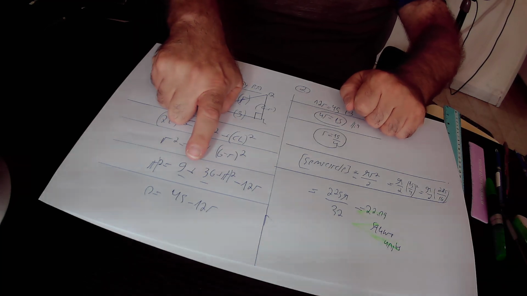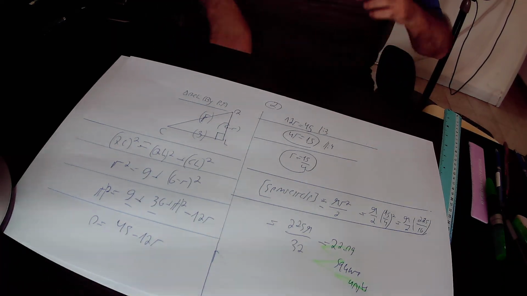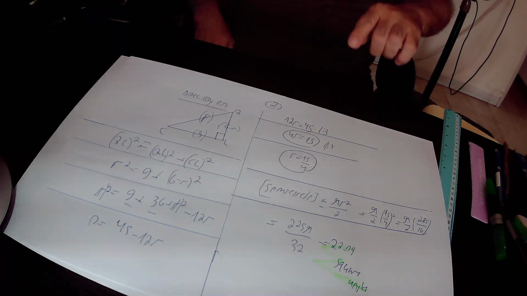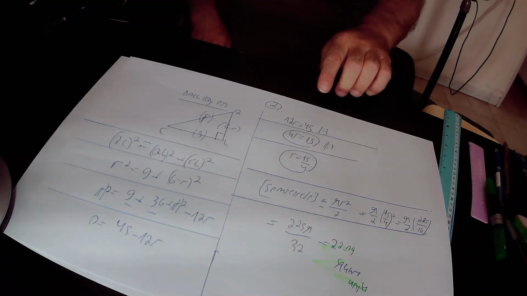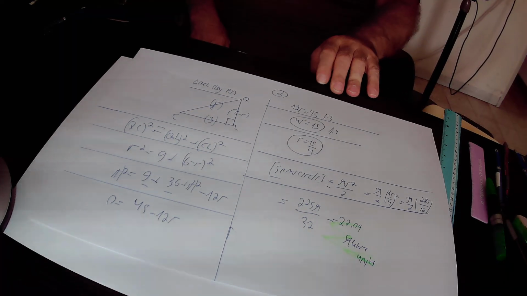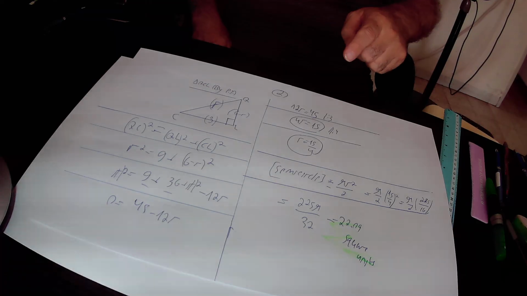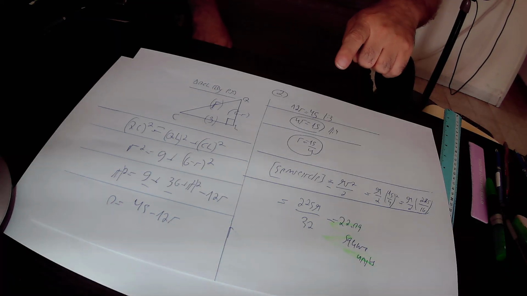Here we added 12r to the equation, and we found that 12r equals 45. Then we divided this equation by 3. 12r over 3 is 4r, and 45 over 3 is 15. We found that 4r equals 15. Here we divided this equation by 4, and found that the radius r of the semicircle equals 15 over 4.